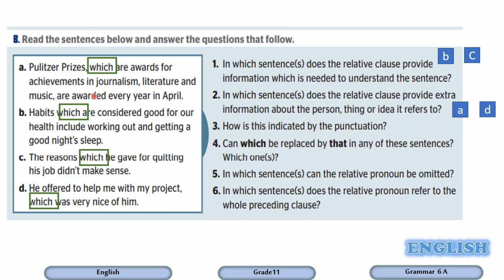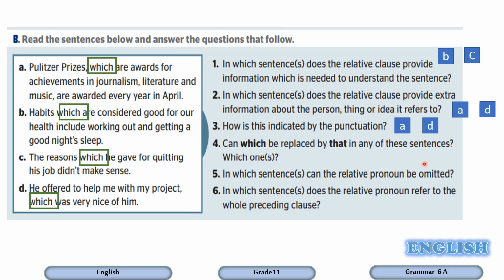Now, if we look at these clauses, we have sentence number A and sentence number D. This is A separated by commas and D also by comma. So we understand here that the relative clauses that include extra information are separated by comma.